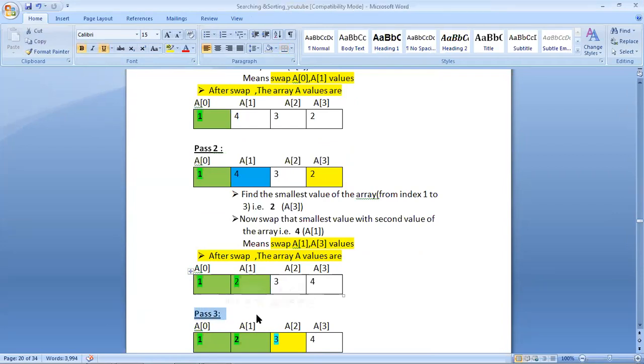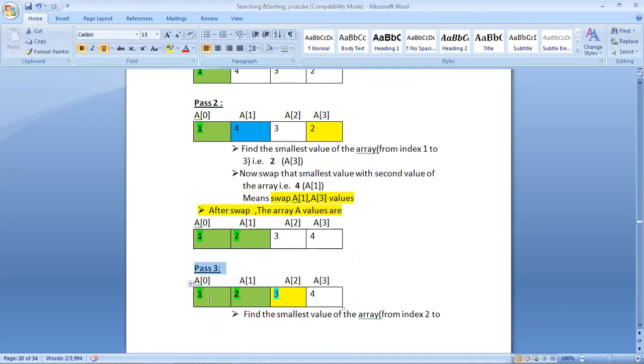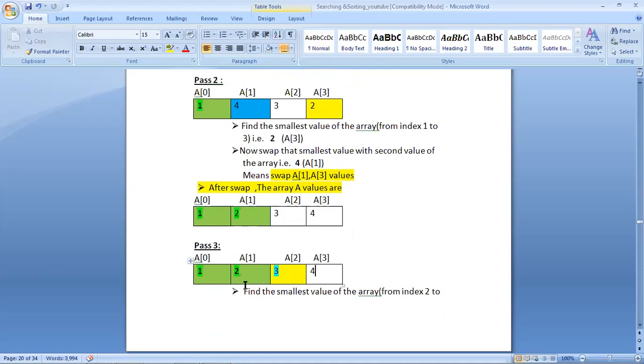Observe pass 3, round 3. The array values are 1, 2, 3, 4. Whatever values you got at the end of pass 2, the same values we have to continue with in the next pass. Now find the third smallest value.